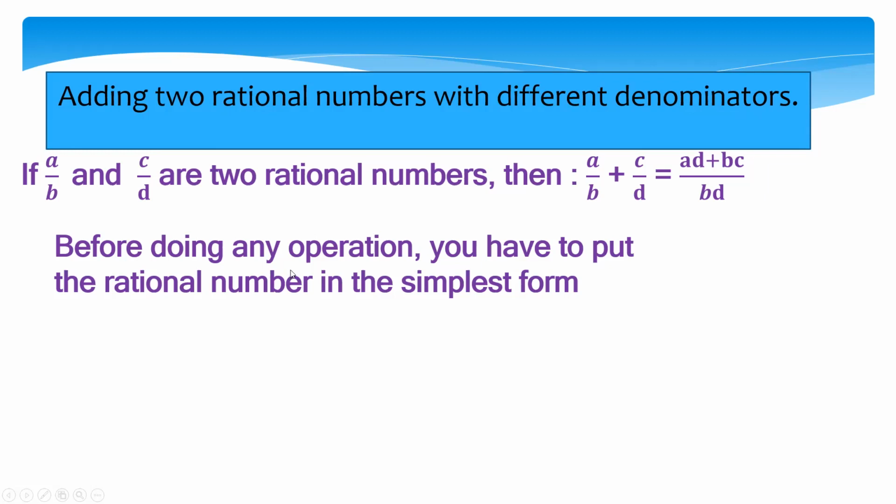Before doing any operation, you have to put the rational numbers in the simplest form. For example, note here, 3 over 4 plus 2 over 5. 3 over 4 plus 2 over 5 are two rational numbers. I will check whether the denominators are different or the same. Here I have 4 and 5. It means the two rational numbers have different denominators.